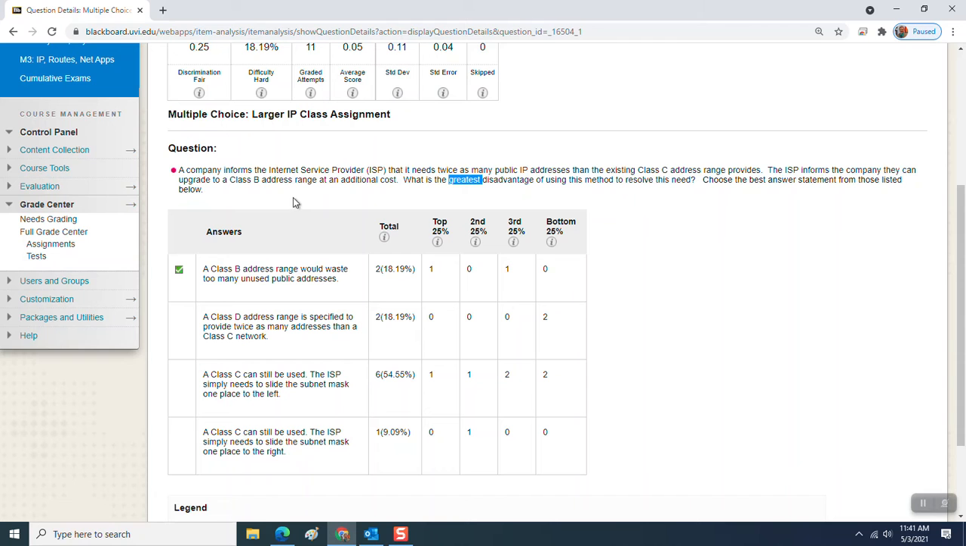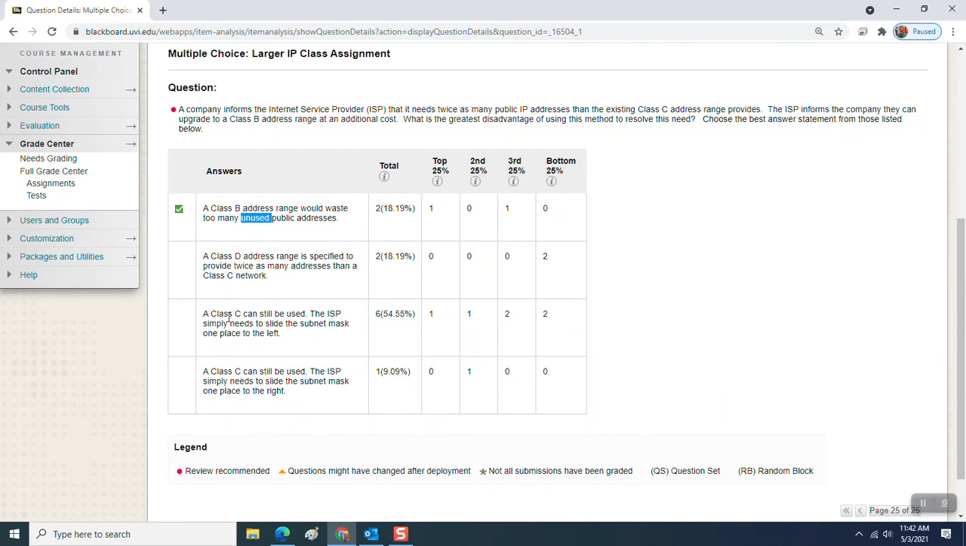Well, they need twice as many and they had 250. That means they need 500. If the ISP gives them a Class B address range, they're using an outdated method to provision public IP addresses. That's terribly inefficient. It would waste too many public addresses. So if it only needed 500, but it's giving them 65,533 usable addresses, oh my gosh, there are 65,000 unused public addresses. This is terrible. But that's the answer that's correct.